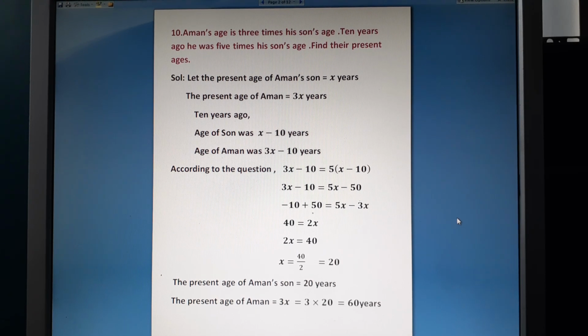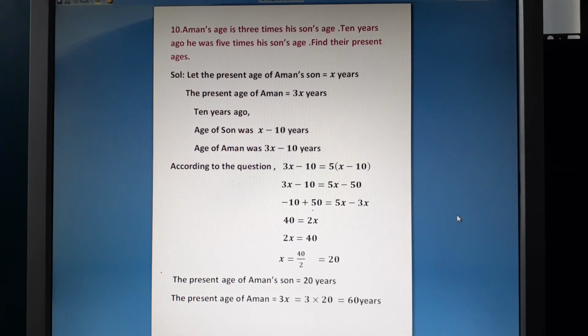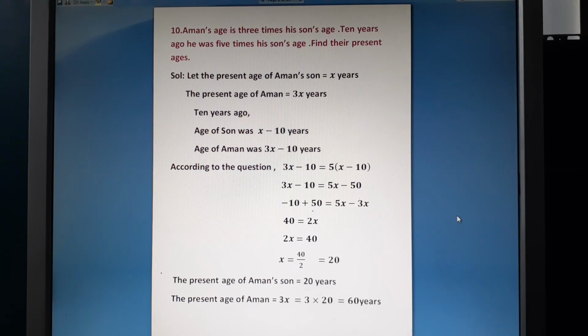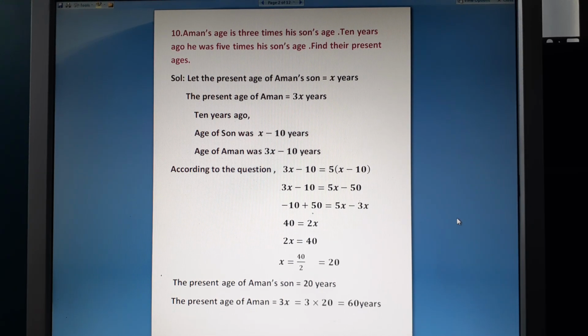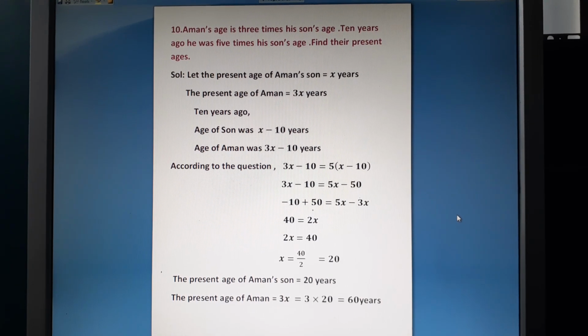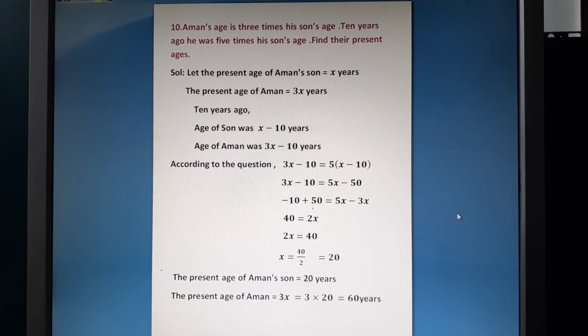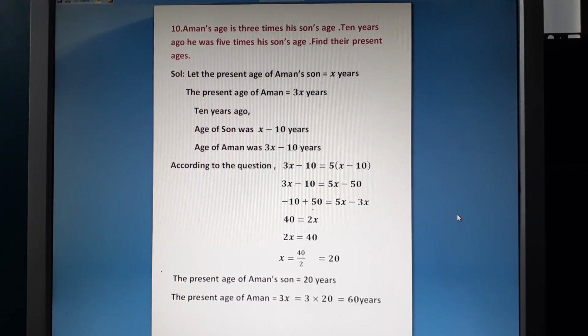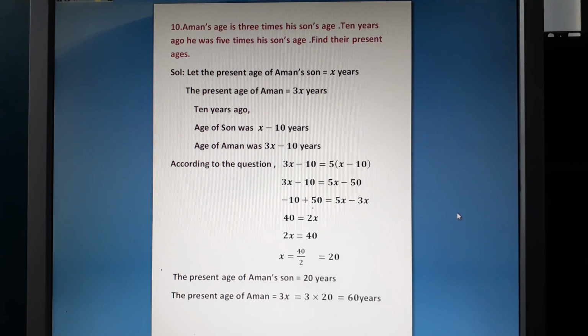Now the present age of Aman's son is x. So that is equal to 20 years. The present age of Aman is 3x, equal to 3 into 20, that is equal to 60 years. Finally, the present age of Aman's son is 20 years and the present age of Aman is 60 years.